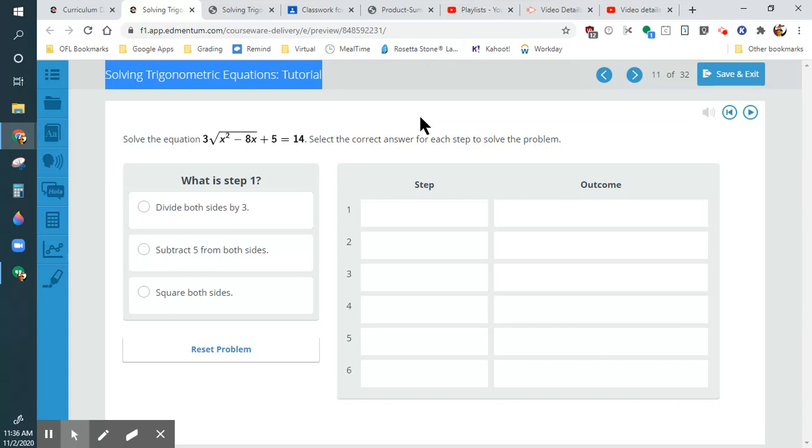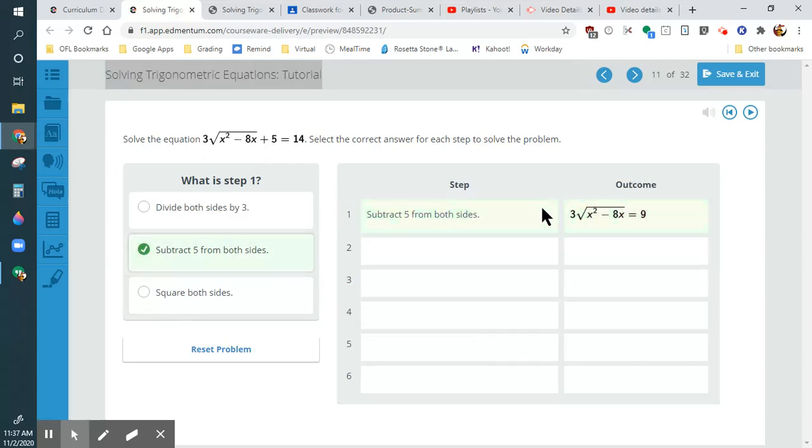All right, guys. So we're still solving radical equations. So this looks simple. We might be able to do a fun Kahoot after this class. So I'm going to subtract by 5. So I want to subtract both sides by 5 first.